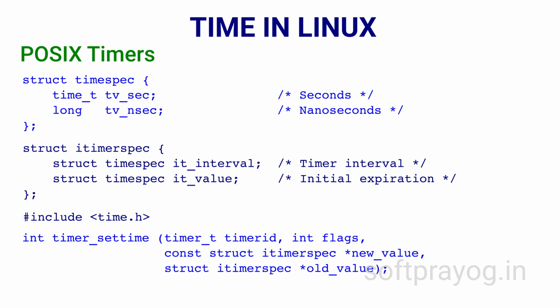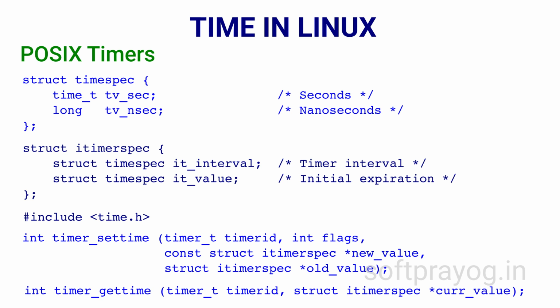If the absolute value specified in it_value has already passed, the timer goes off immediately and the overrun count is set accordingly. If the old_value pointer is not NULL, the previous time interval is returned in old_value's it_interval, and old_value's it_value returns the time left for the timer to expire at the time the timer_settime call was made.